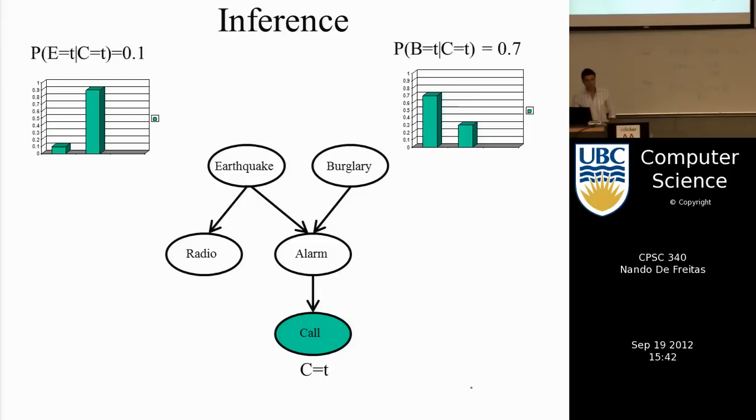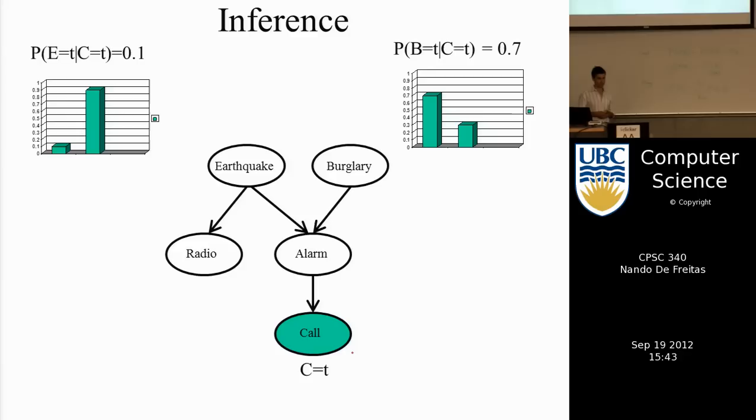Okay, so what is inference? Inference is the process of answering, it's a way of doing queries in a network. Let's assume that we have this network that consists of five random variables, and let's say that we observe a variable. So let's say that you're driving on a highway and you get a call that says that your alarm is on. Okay, so we shade the node to indicate that that node has been observed.